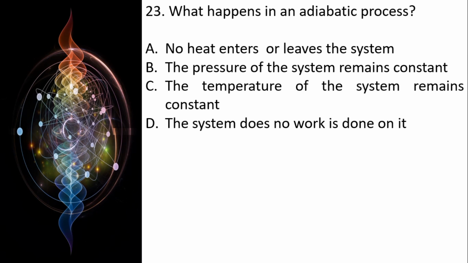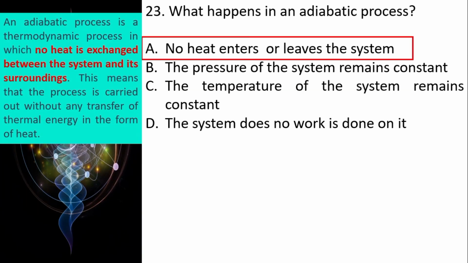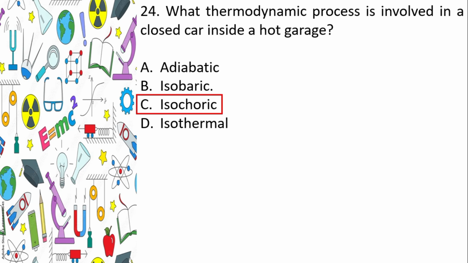23. What happens in an adiabatic process? Again, as what I have said earlier, there is no heat energy entering the system, and none leaving the system. So it's letter A. Okay, no heat is exchanged between the system and its surroundings. That means no heat enters or leaves the system. So that is the answer.